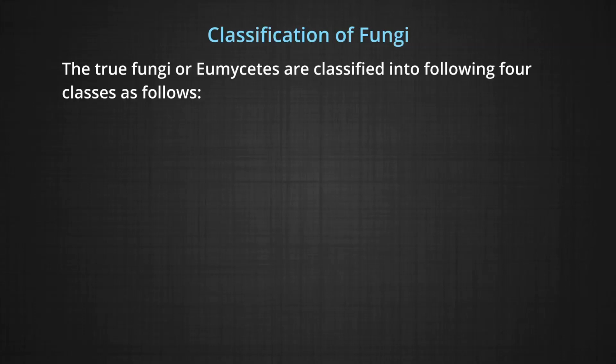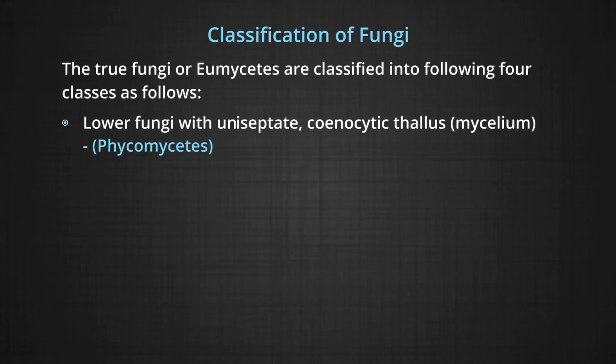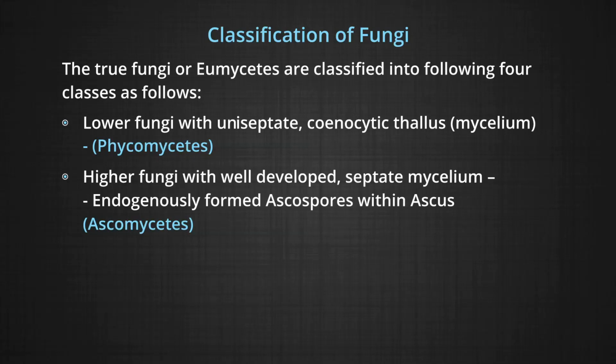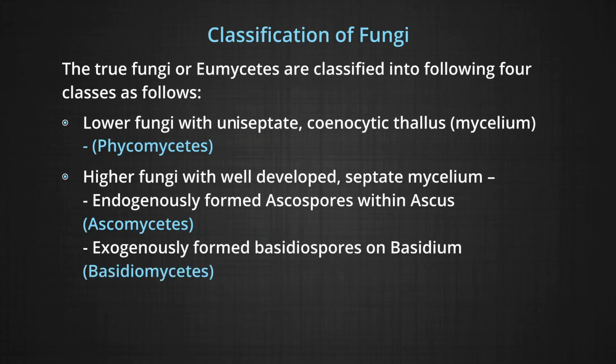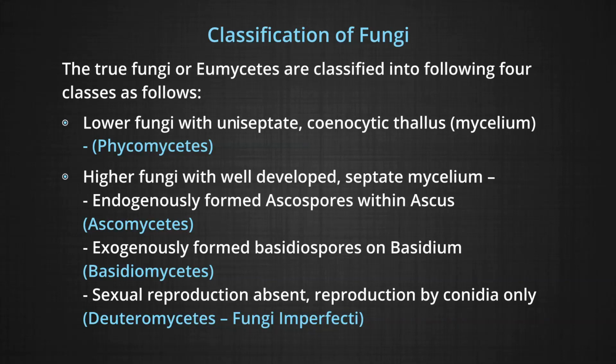Classification of fungi. The true fungi or eumycetes are classified into the following four classes: lower fungi with aseptate, coenocytic thallus, mycelium, Phycomycetes; higher fungi with well-developed septate mycelium; endogenously formed ascospores within asci, Ascomycetes; exogenously formed basidiospores on basidium, that is Basidiomycetes. Sexual reproduction absent, reproduction by conidia only, Deuteromycetes, that is fungi imperfecti.